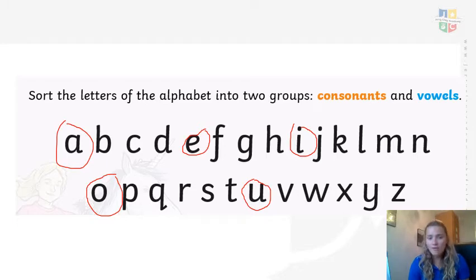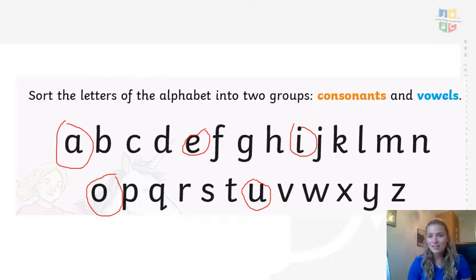Now, if we remember A, E, I, O, U are vowels, that means that every other letter in the alphabet is a consonant. So can you say all the other letters are consonants? Can you repeat after me? A, E, I, O, U are vowels, all the other letters are consonants.